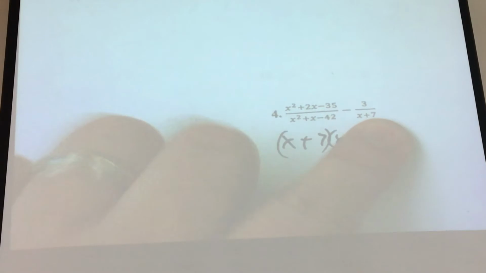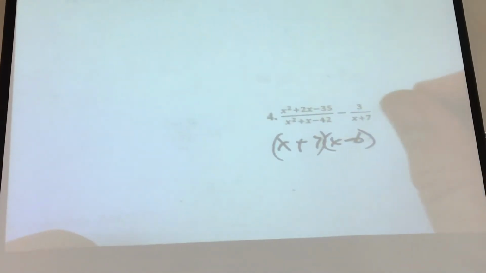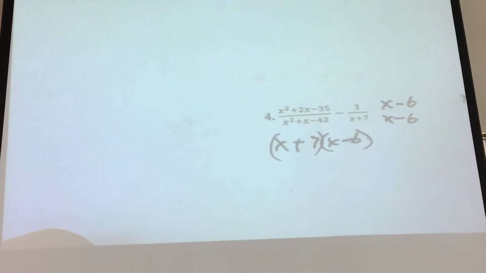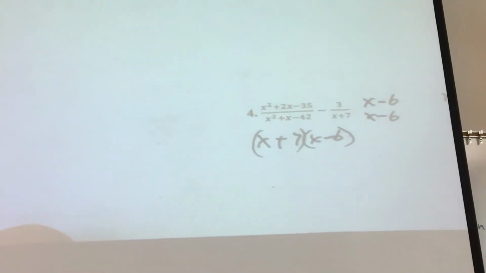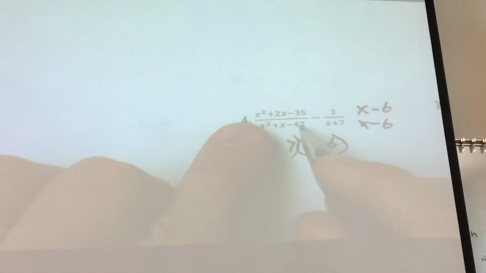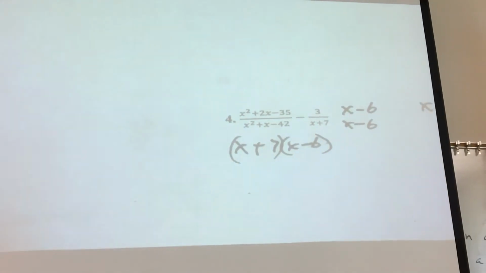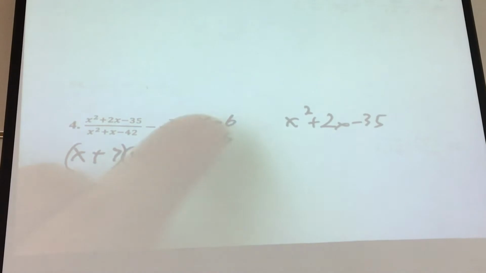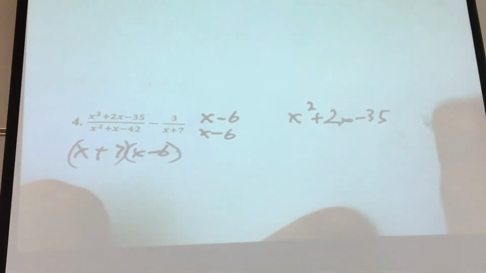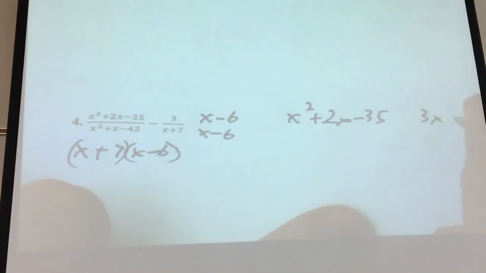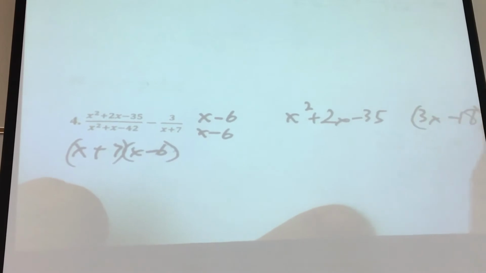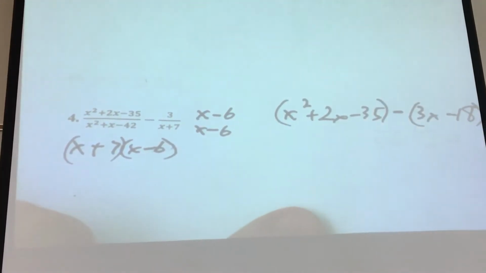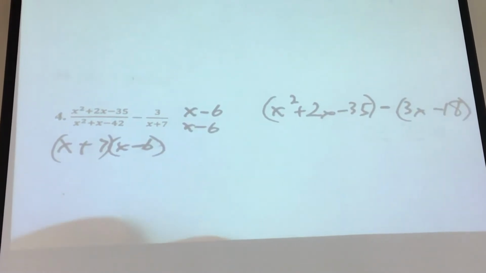On one like this, I've got x plus 7 and x minus 6 on the bottom. This other side already has the x plus 7, so I'm going to multiply by x minus 6 over x minus 6. That gives me x squared plus 2x minus 35 on the top of the original one. Okay? I've still got that exact same thing on the top of the original. And then when I multiply this 3 by x minus 6, that's 3x minus 18. I put that both in parentheses and I am subtracting. So I'm just looking to combine like terms.